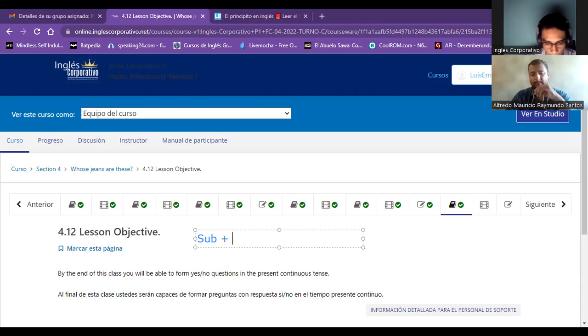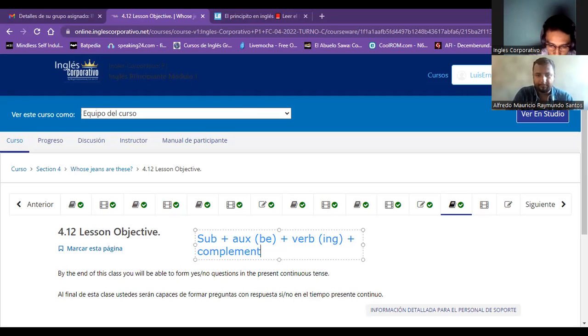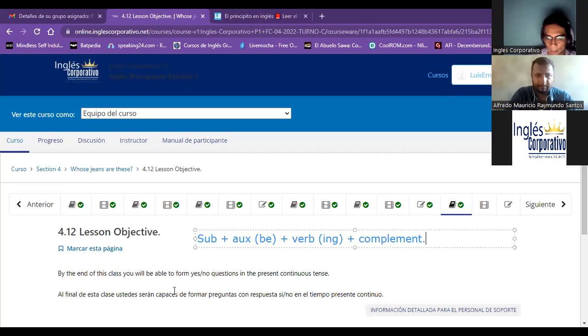Subject plus auxiliary verb. En este caso sería be. Verb, pero este verb sería con ing. Complement. Muy bien, estábamos hablando de que esta era la estructura que nosotros íbamos a ocupar para las yes no questions y para how to form sentence, positive sentence with present continuous.